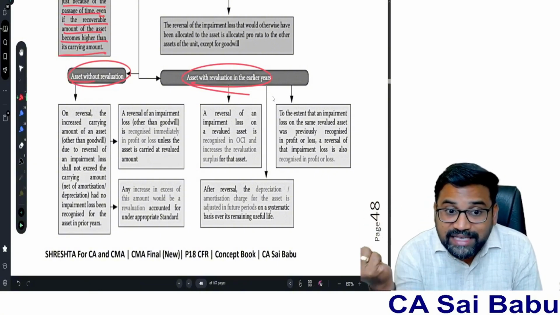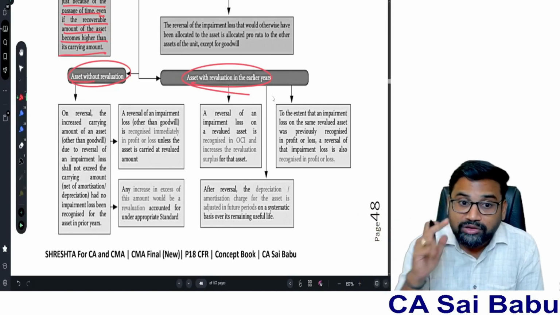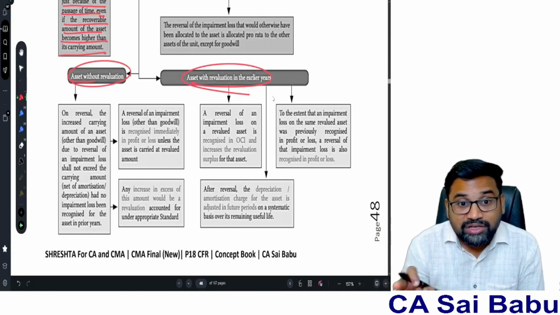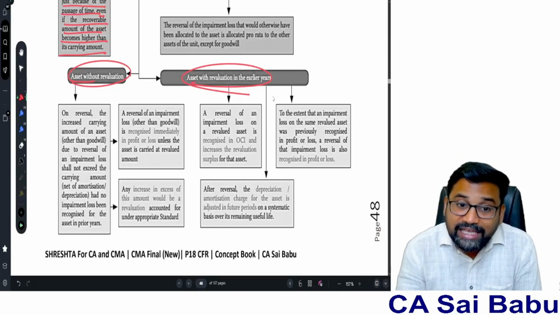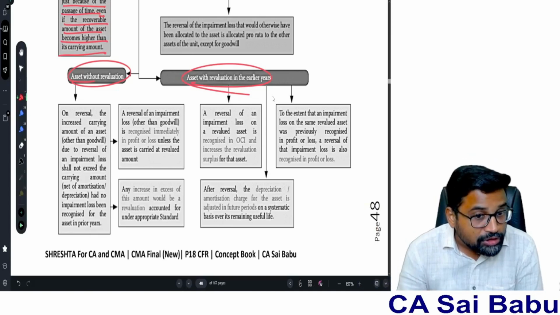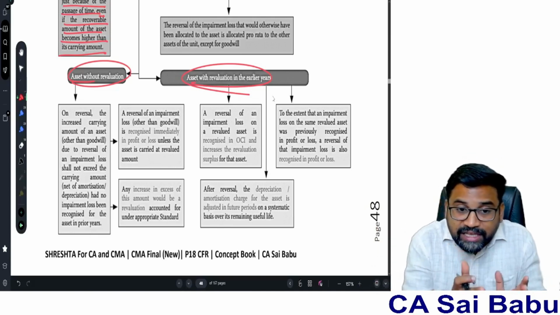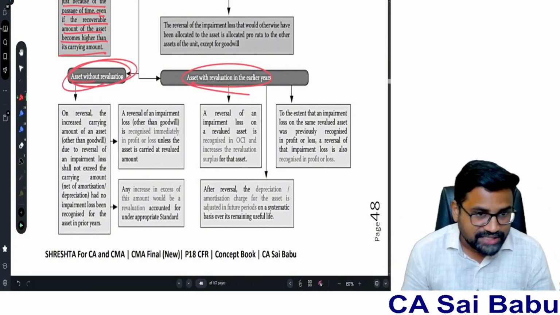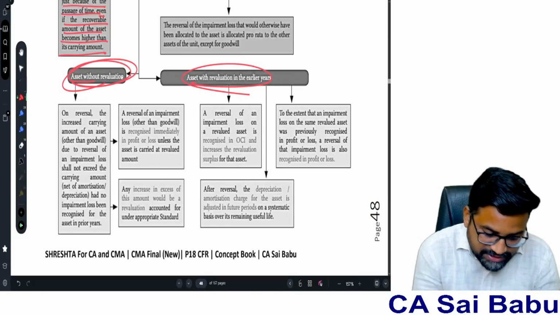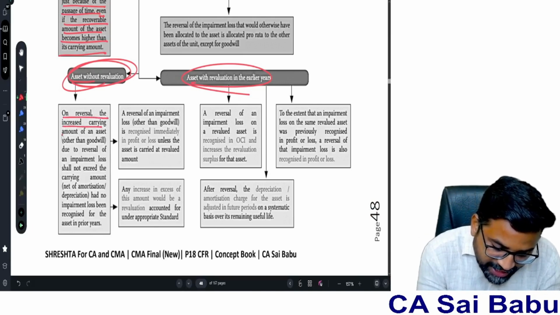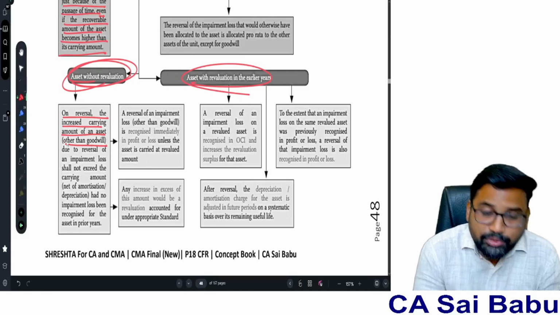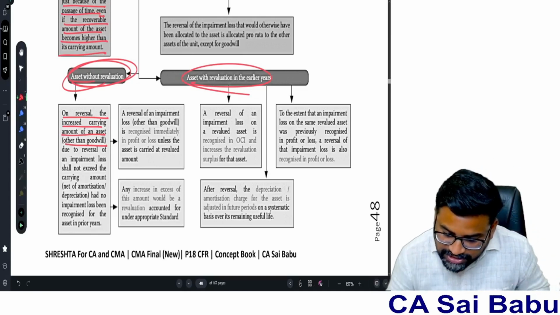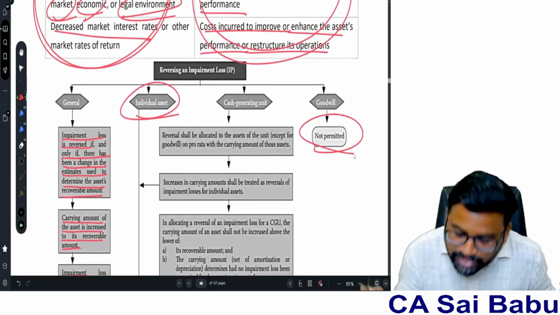Suppose if there is a revaluation surplus against that asset, first I said impairment loss will be adjusted against the revaluation surplus in the other comprehensive income. Then excess impairment loss will be charged to P&L account. Similarly, here when you are reversing the impairment loss also, you have to be very careful, especially regarding an individual asset. If that asset is without revaluation, there is no revaluation surplus, then reversal can be, see, on reversal, the increased carrying amount of the asset other than goodwill, because for goodwill, there is no question of reversal of impairment loss. So that's why see here in this chart, goodwill it is not permitted.